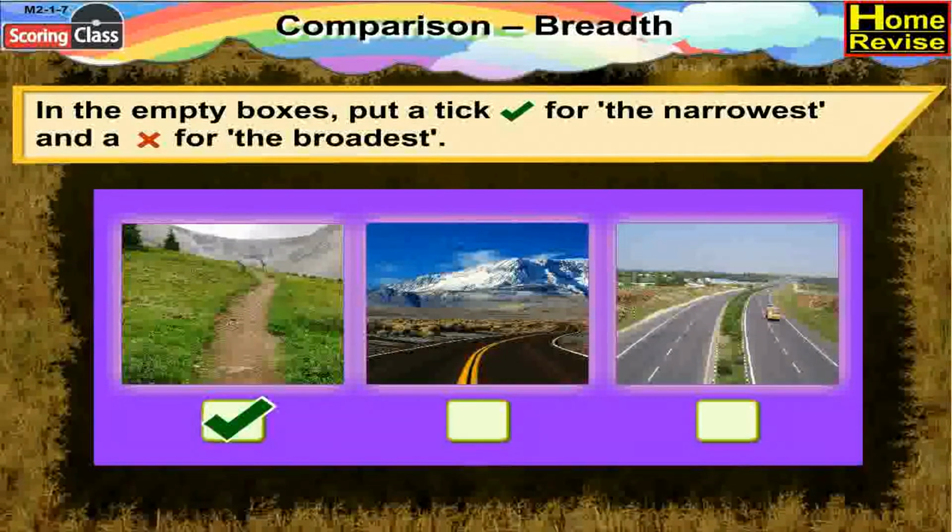So put a tick in the box which is in front of first type of road, which is a single lane. And put a cross in the box which is in front of the third road, which is a 6-lane road.